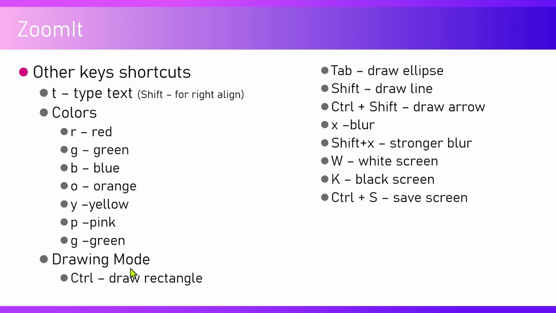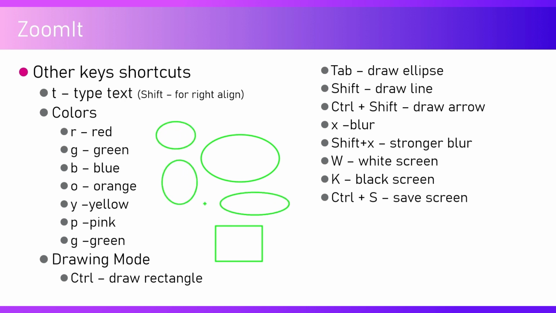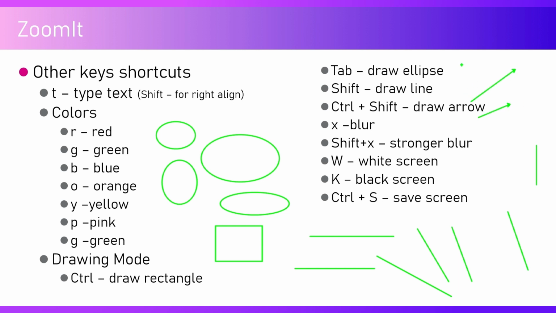Now in drawing mode, I can draw a rectangle. If I press Control and draw on the screen, I can draw a rectangle. If I just press Tab, I can draw an ellipse. So as you see over here, I can draw either an ellipse or a circle. If I press Shift, I can draw a line, so it will always draw a straight line. If I press Control Shift, I can draw an arrow. Whenever you start, the pointer starts from that point onwards.